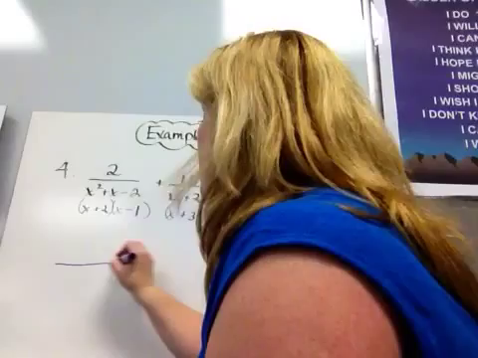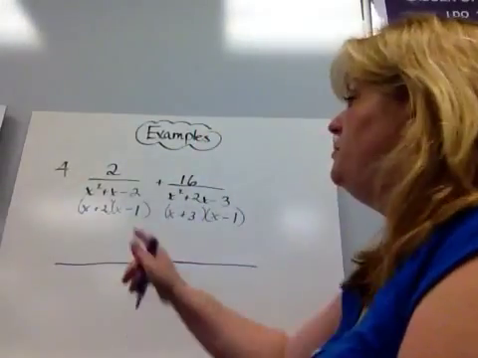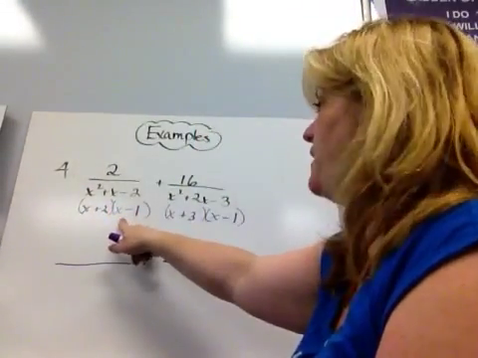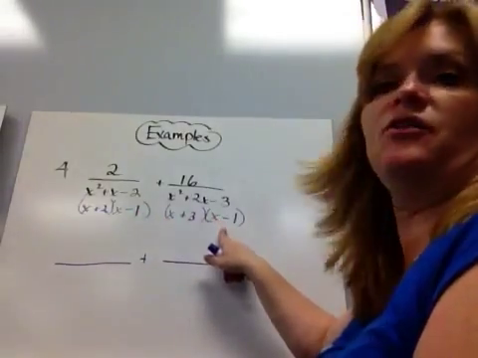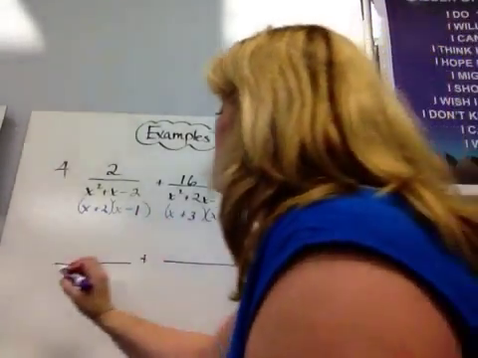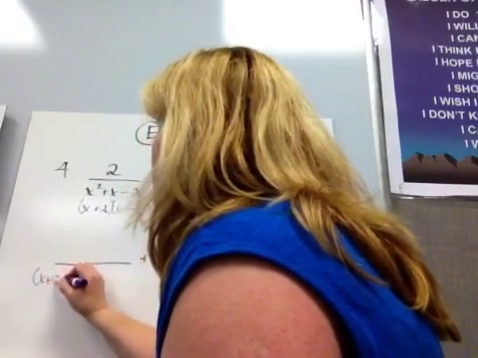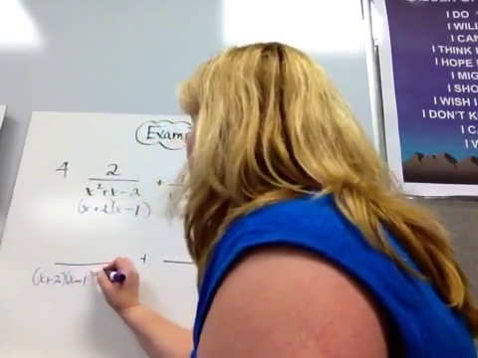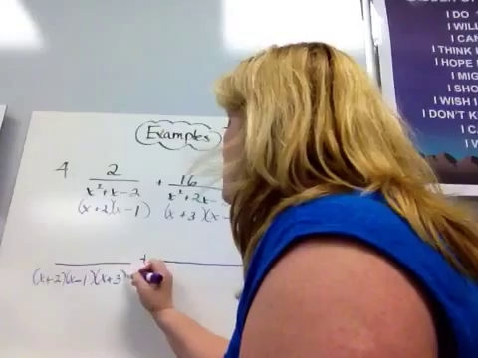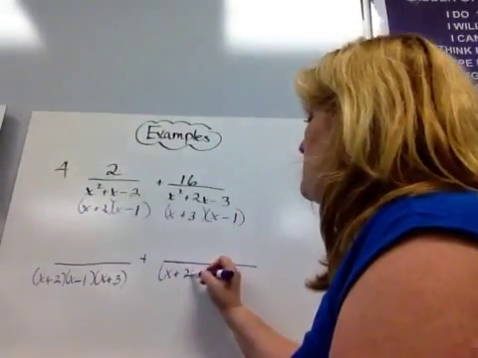Now my common denominator, let's set it up, is going to be, I need an x plus 2, I need an x minus 1, I need an x plus 3, and I have another one of these, so I don't need to use that again. So it's going to be all 3 of those, which makes this look kind of long, but if you take your time and do the steps like this, it will make perfect sense.